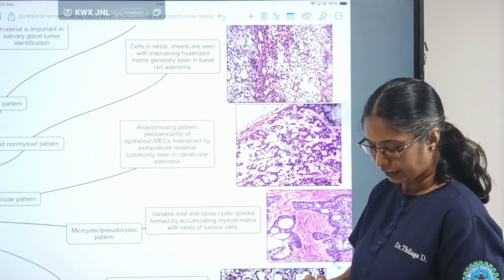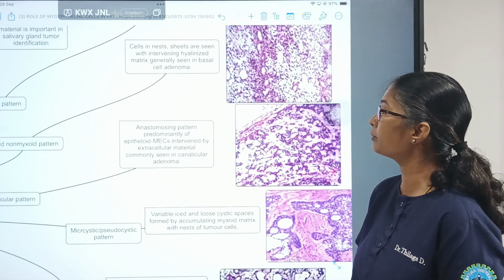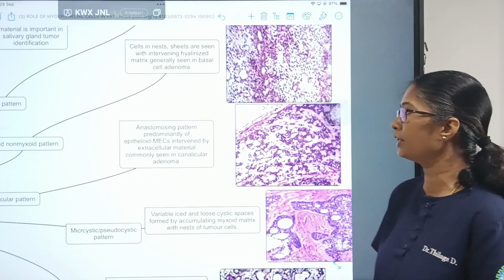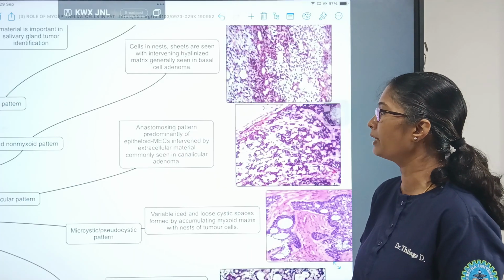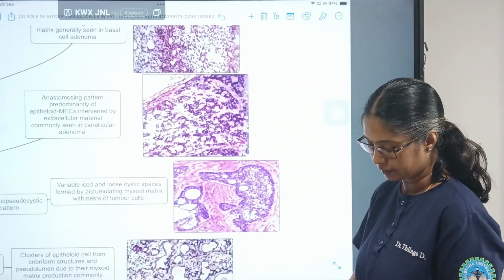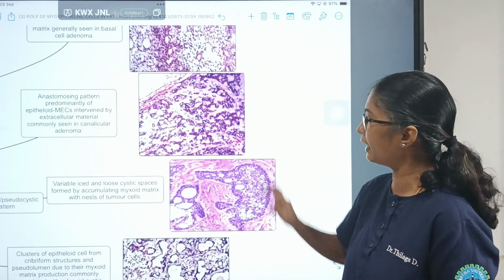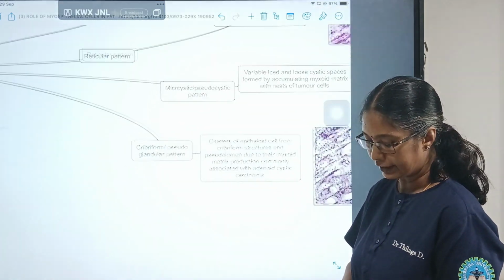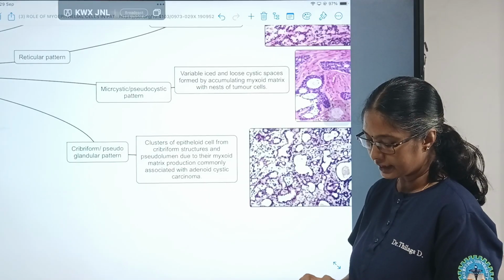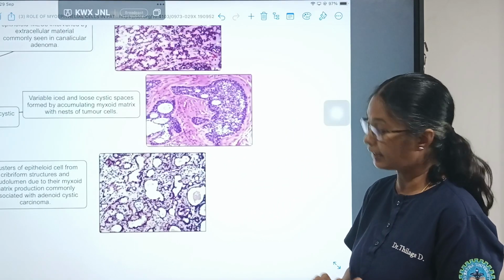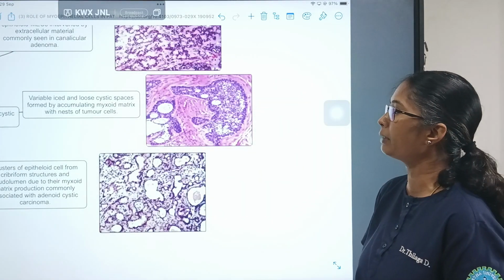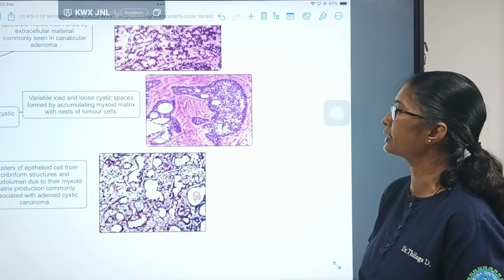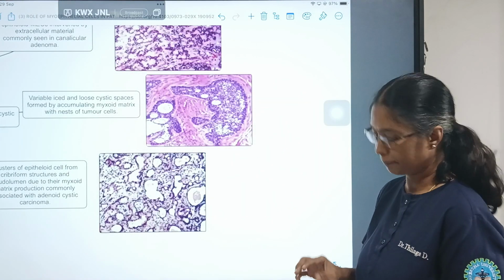The next one is the reticular pattern, where there is an anastomosing pattern predominantly of epithelioid myoepithelial cells intervened by extracellular material, commonly seen in canalicular adenoma. So this is the reticular pattern. There is the microcystic or pseudocystic pattern, where there are variable-sized loose cystic spaces formed by accumulating myxoid matrix around nests of tumor cells. So this is the pseudocystic pattern.